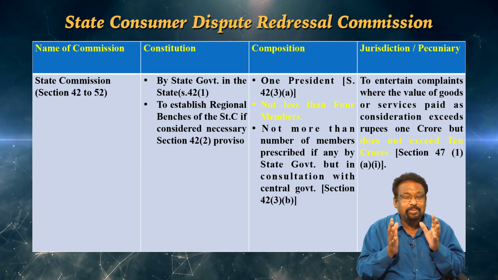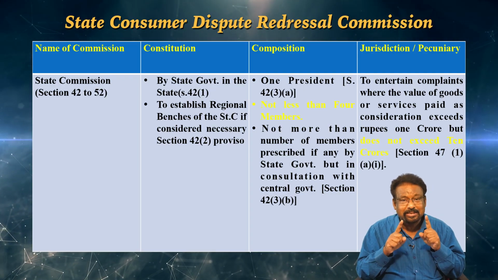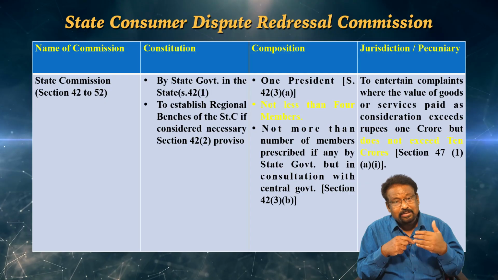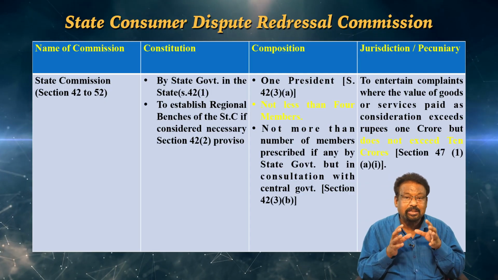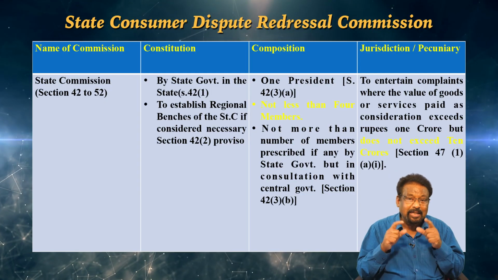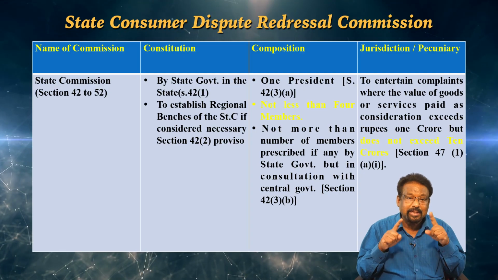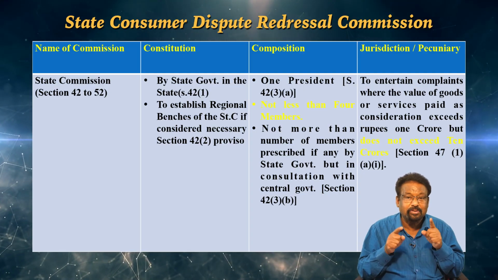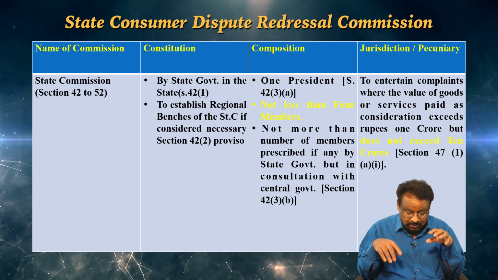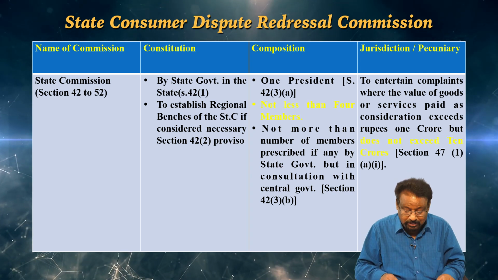Similarly, there will be only one state commission at the state level for each state. But if the government feels there are a large number of cases pending, then it can constitute branches of the state commission at different places. Of course, it should be done in consultation with the central government.